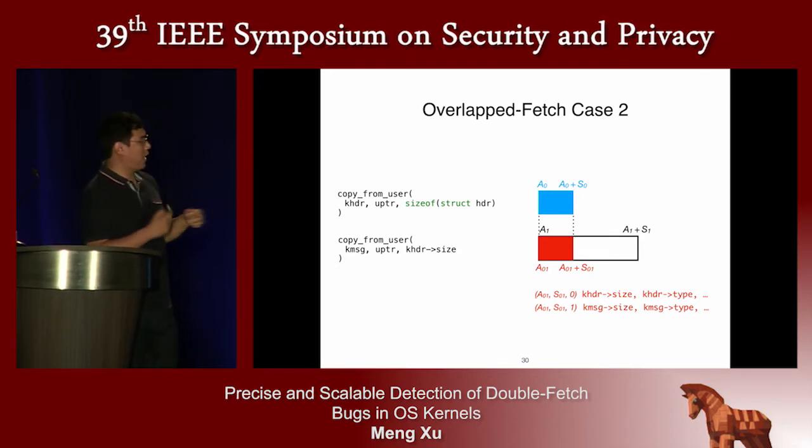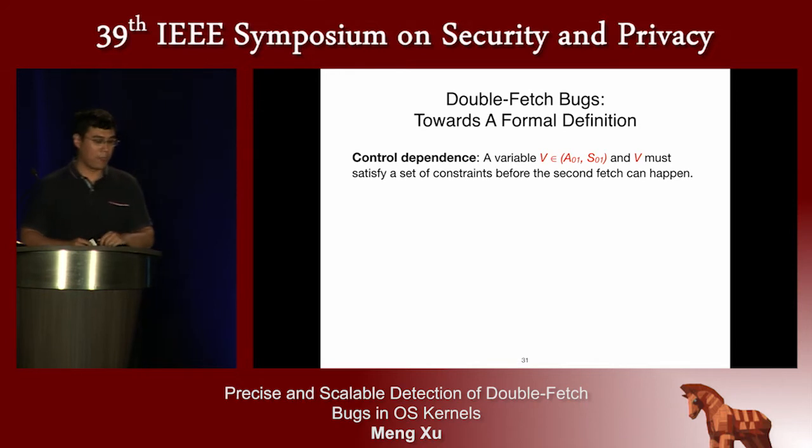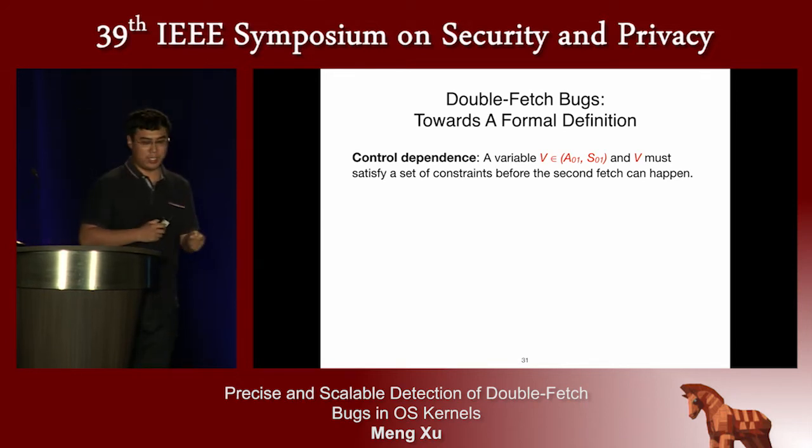And also by doing this overlapping fetch, we know which part of the message header overlaps. For example, is it the size or the whole header structure, as in this case. And then, knowing that there's an overlapping fetch is not enough to make it a double fetch bug.